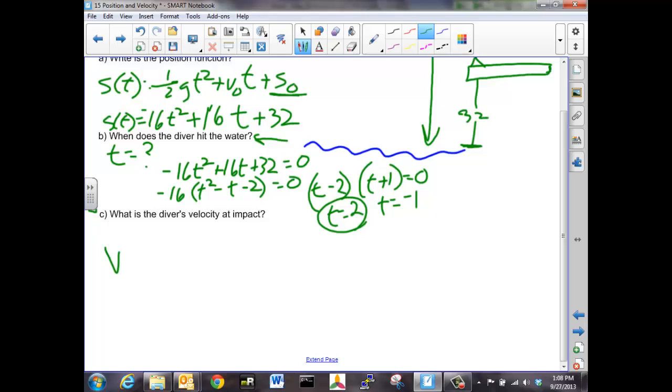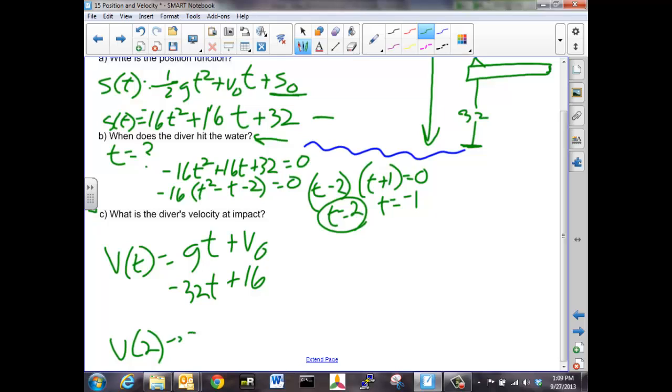Okay. V sub 2. V sub t is what? We said g t plus v naught, which here is what? Negative 32t plus 16, right? We took the derivative of this thing up here. I took the derivative of position. So it'll be minus 32t plus 16. And we're going to just put in 2, right? So velocity at 2 is negative 64 plus 16.